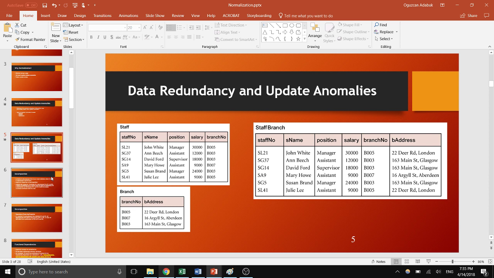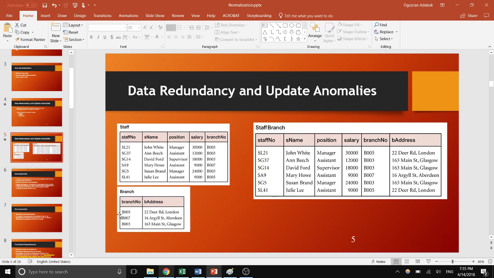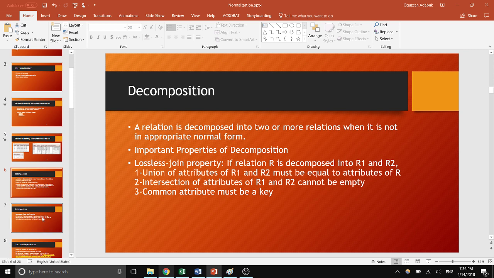Okay, and the last rule for the lossless join property is that the common attribute must be a key, which is also satisfied because branch number is a key. Okay, primary key here, foreign key here. So this is a guideline for decomposing tables. You should not be losing attributes, and you should still satisfy all the dependencies.